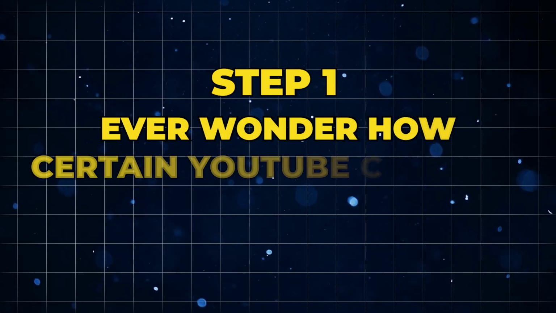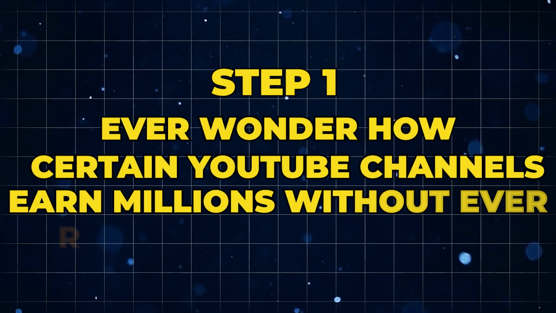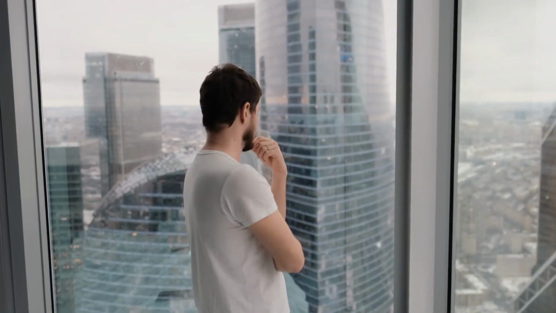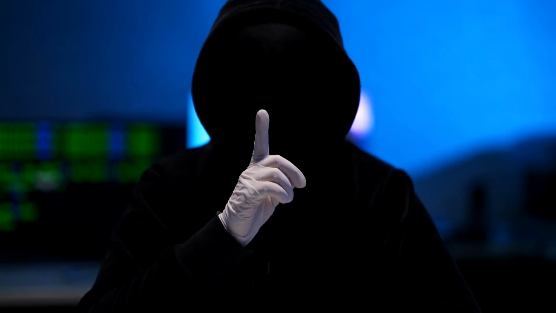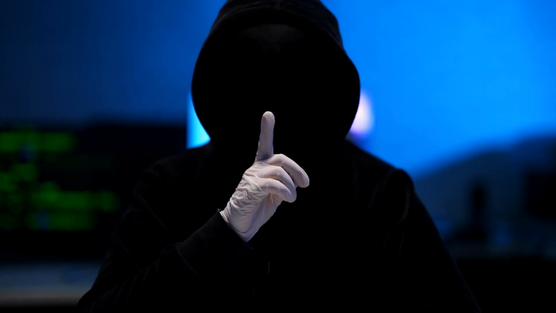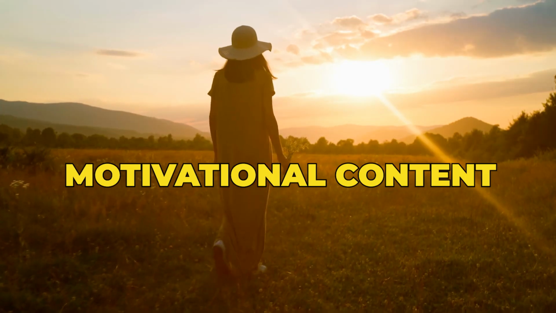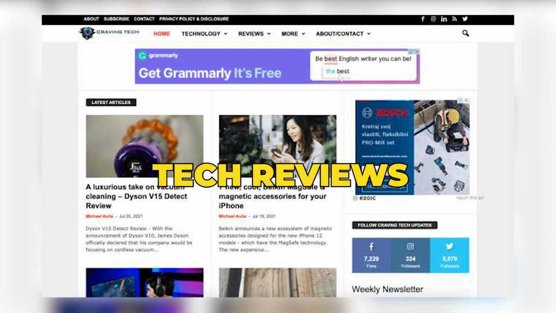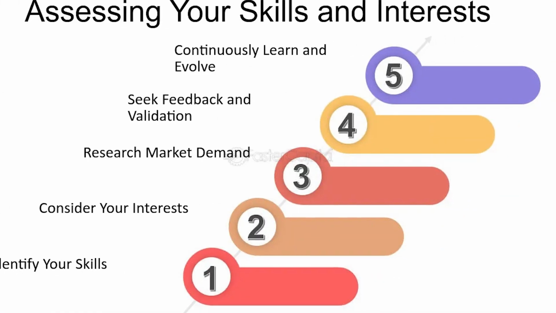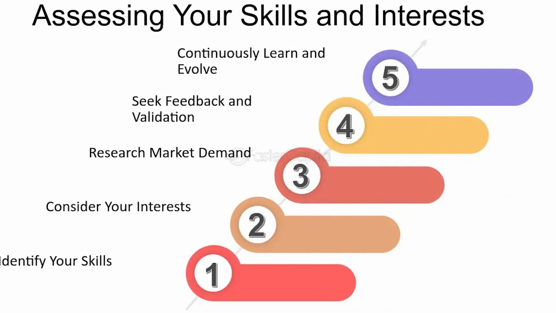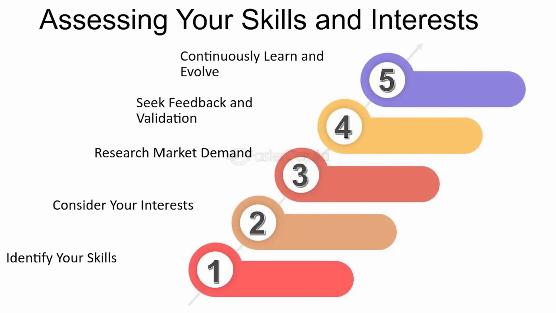Let's get started. Step 1. Ever wonder how certain YouTube channels earn millions without ever revealing their faces? Imagine yourself as one of them, making a hefty sum annually. The secret is choosing your niche and having a strategic execution. Now, select a niche that resonates with you, something you're genuinely passionate about. Whether it's motivational content, educational snippets, or tech reviews, find your niche. Consider topics aligned with your interests. It's the key to sustaining your enthusiasm and audience engagement.